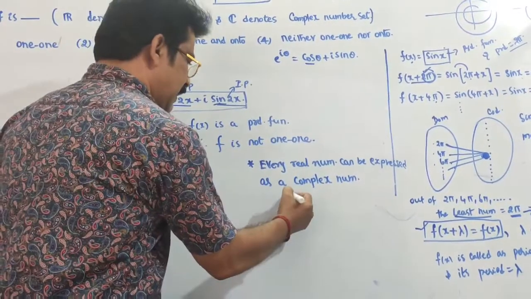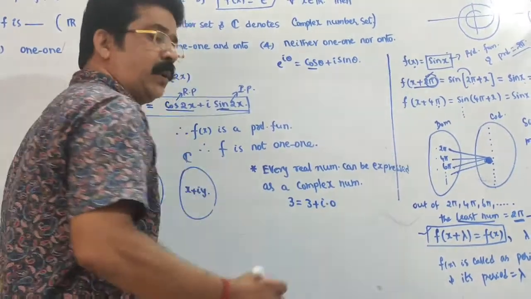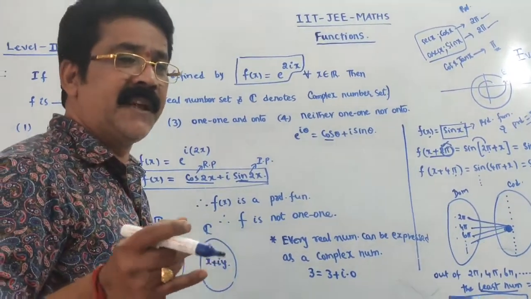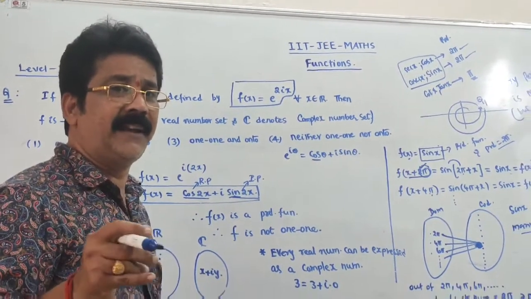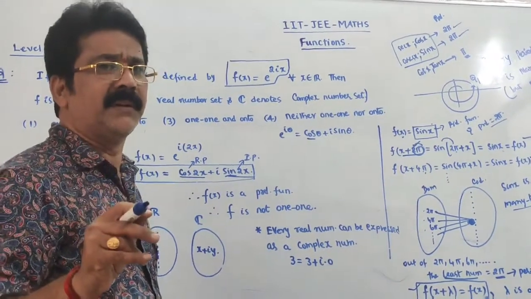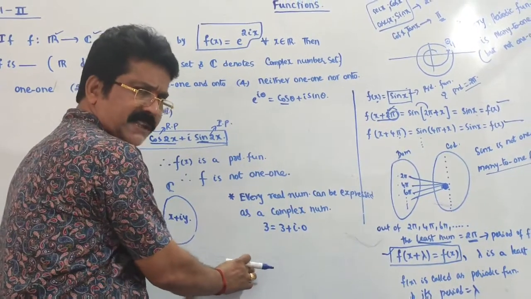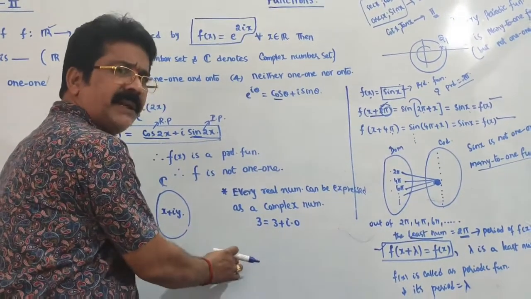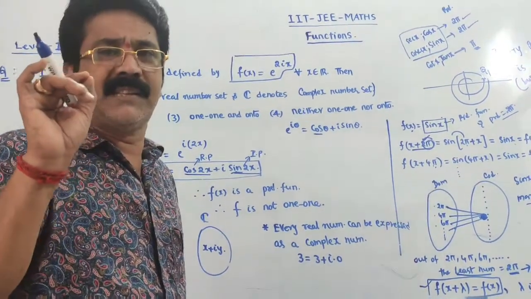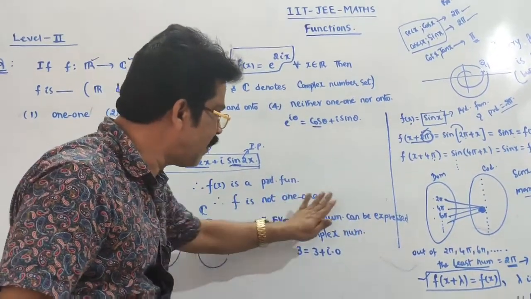For example, let us take 3. 3 equals 3 plus i into 0. We can write like that. So, any number expressed in the form x plus iy, where x, y belong to capital R, is called a complex number. Every real number, for example 0, root 2, root 3, minus root 2, is a real number. Minus root 2 is equal to minus root 2 plus i into 0. Therefore, every real number can be expressed as a complex number.